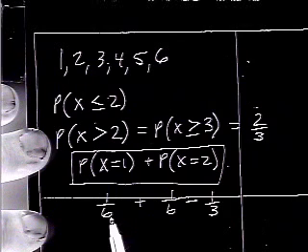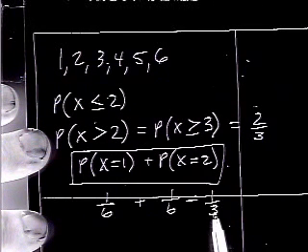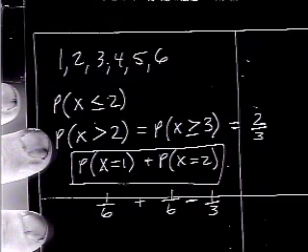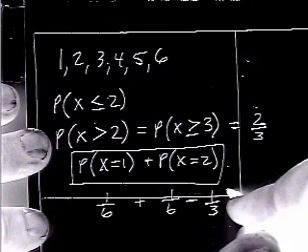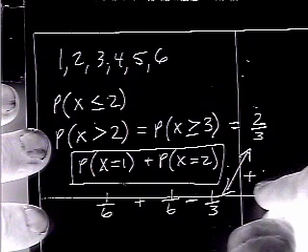So the probability that x equals 1 is 1/6. For 2 it's 1/6. Their sum is 1/3. Therefore, the complement would have to be 2/3, because these two have to add up to the number 1.